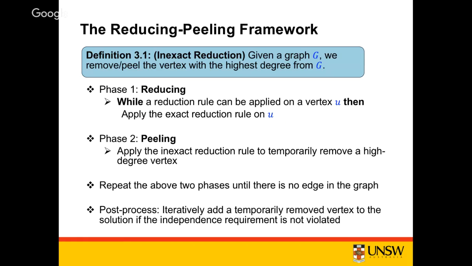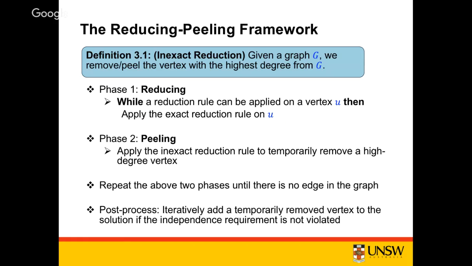In this framework, it mainly consists of two phases. In the first phase, we apply the exact reduction rule. As long as we can apply one exact reduction rule, we apply it. If the exact reduction rule cannot be applied on the current graph anymore, then we apply the inexact reduction rule, which means we try to remove the vertex with the maximum degree. We iteratively apply these two phases until the graph contains no edges, which means it's empty. After this, we do a post-processing.